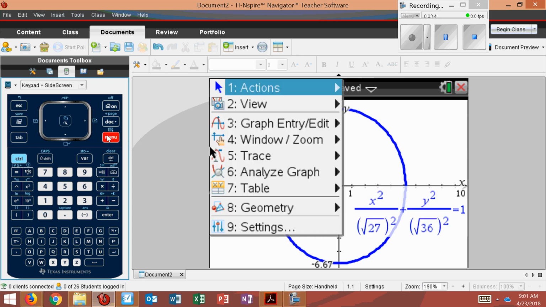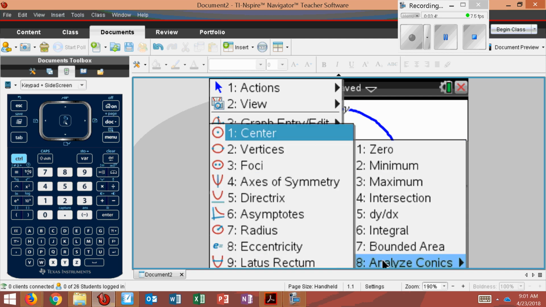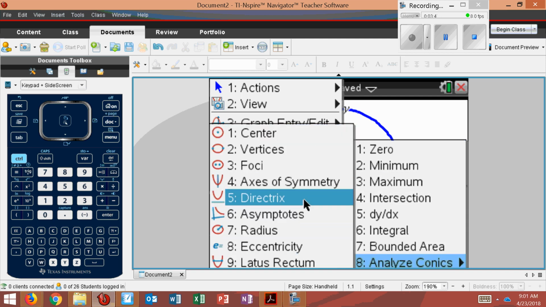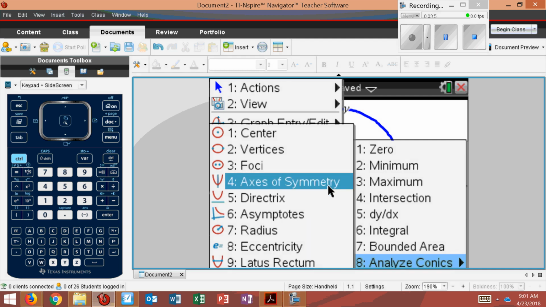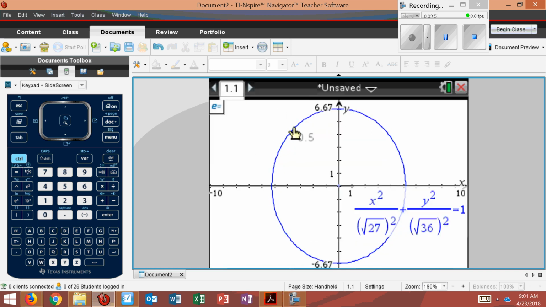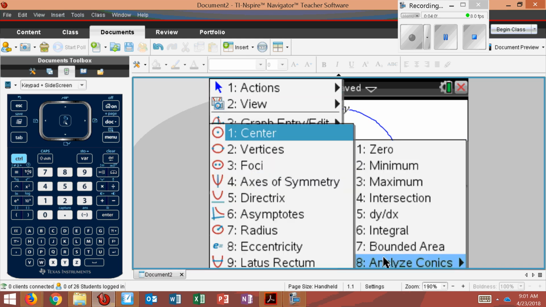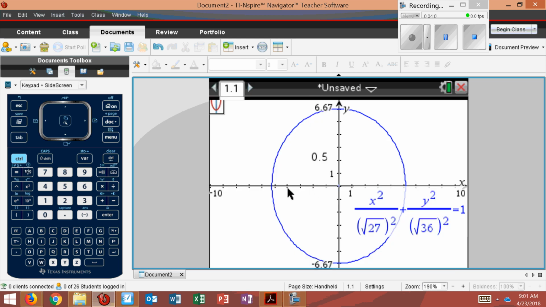Now from here I can go to Menu, Analyze Graph, Analyze Conic, and I'll just choose the information they gave me. They said that the major axis was 12 units long. So I look on here, I don't see that. I do see eccentricity, so I can first click that and see that it is 0.5, so that's accurate. Now when I go back to Analyze Graph, this time what I will choose is just axis of symmetry.